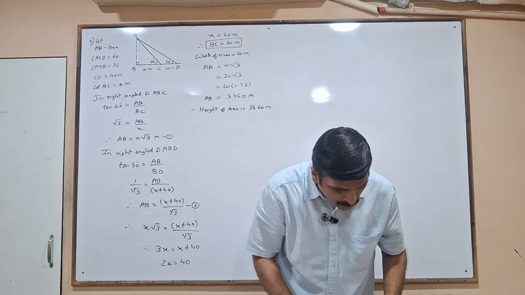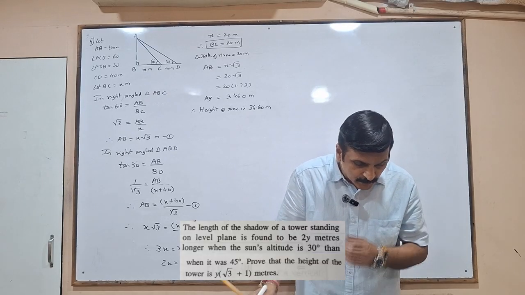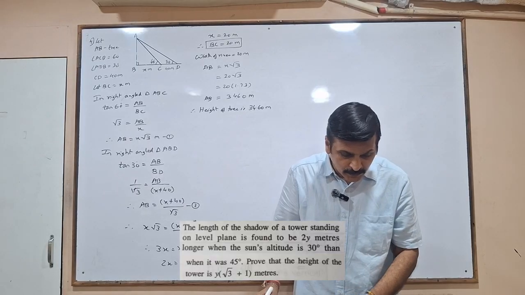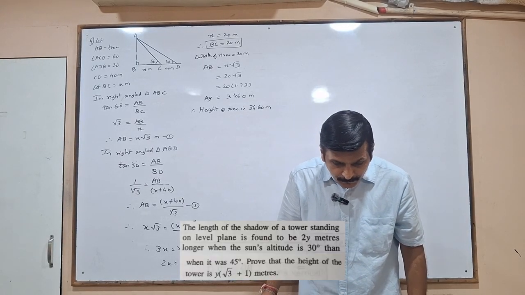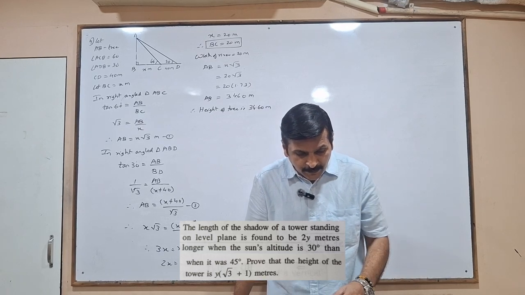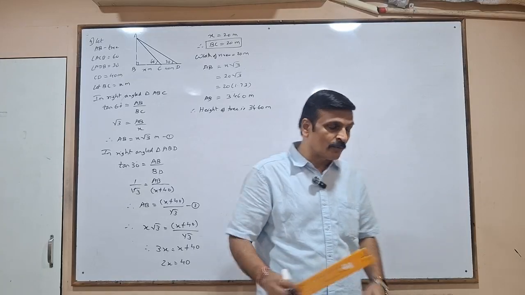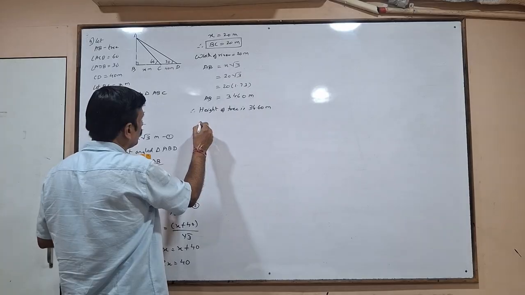Question says the length of the shadow of a tower standing on a level plane is found to be 2y meters larger when the sun's altitude is 30 degree than when it is at 45 degree. Prove that the height of the tower is given. Nothing to find, the answer is there in the question. Fifth one.